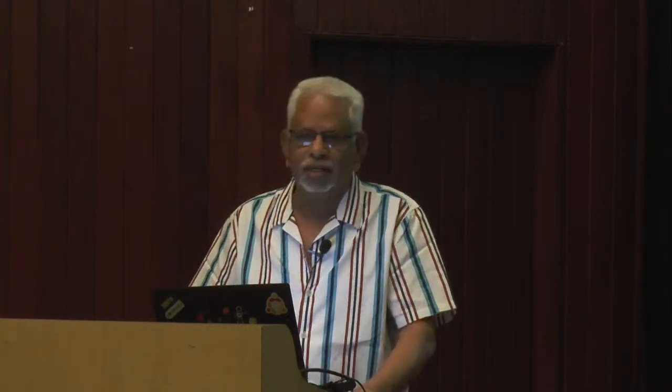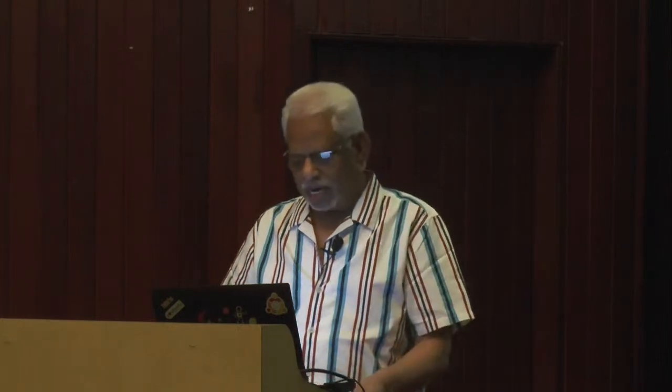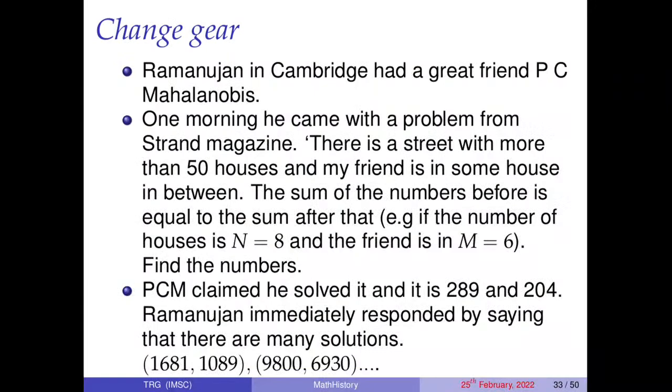Mahalanobis, very intelligent, there was no doubt, struggled and struggled for a couple of hours and solved it. After solving it, he gave the answer as 289 and 204. And Ramanujan, according to Kanigel's book, was making tea, unlike coffee, like a Kumbakonam Brahmin. While making tea, he said no, that's not the only solution. And he gave 4 or 5 solutions, one after another. Mahalanobis was shocked. How did you find it?